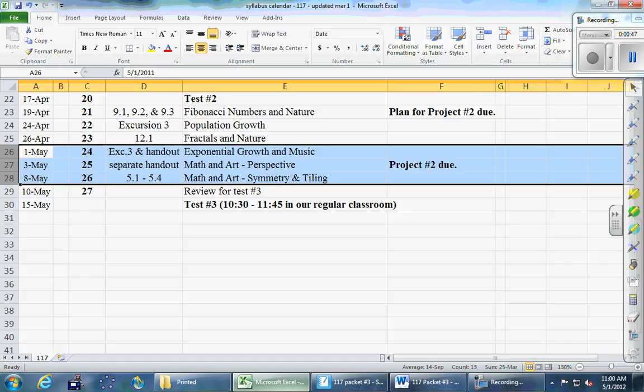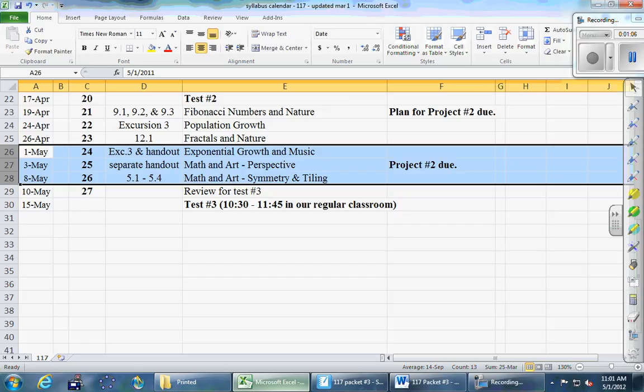The next 3 classes, our last 3 classes of new material, are about math and art. Today we talk about math and music. Next class we talk about math and drawing things in perspective. And then our last class of new stuff is on the math of symmetry and tiling. So 3 classes on art, and then we're done.